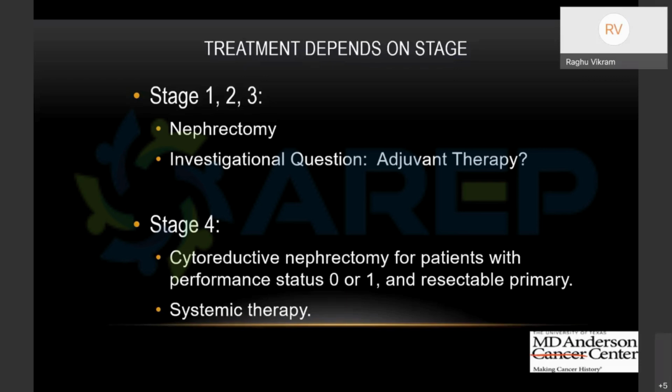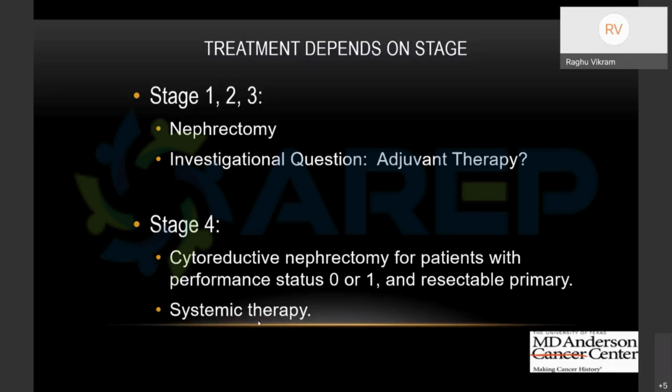Now, there are some trials in our institution, and I'm sure in many places, where they might be trying immunotherapy based on the genomic or Foundation One analysis. But this is basically the general overview. Once it is metastatic, it is still a surgical disease. Metastatic renal cell carcinoma is still a surgical disease, but systemic therapy is added, of course.